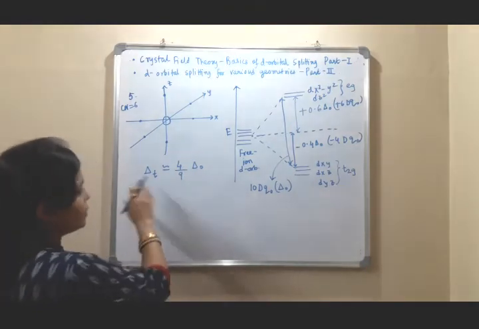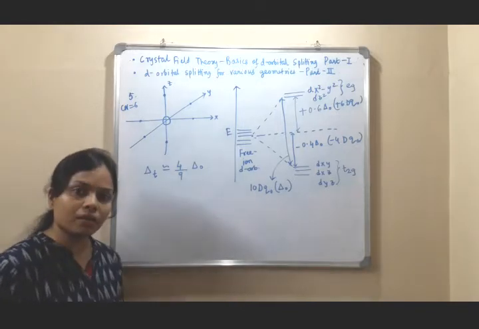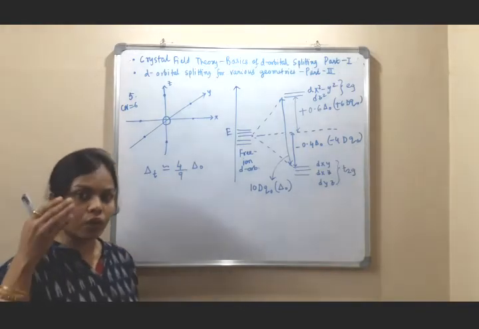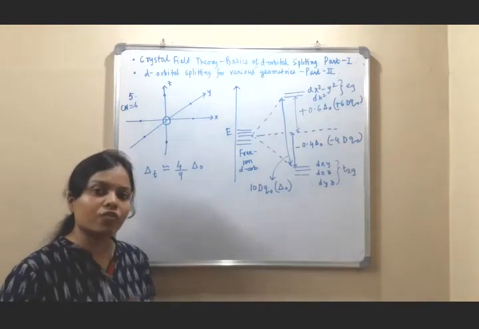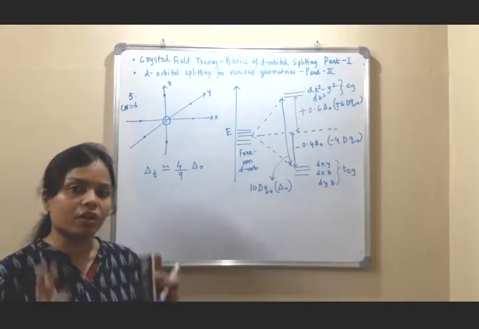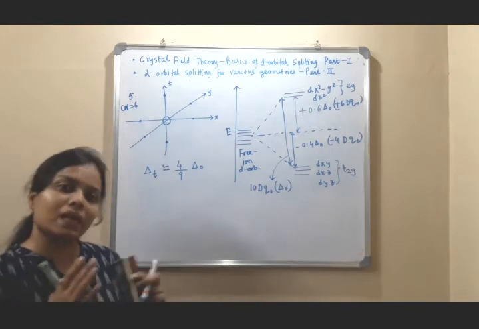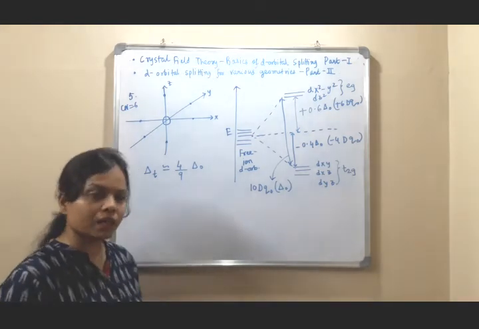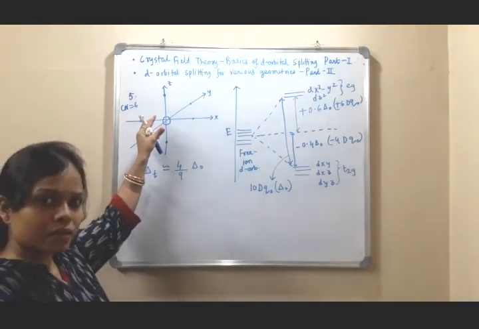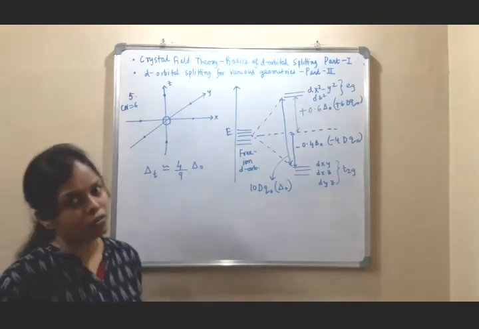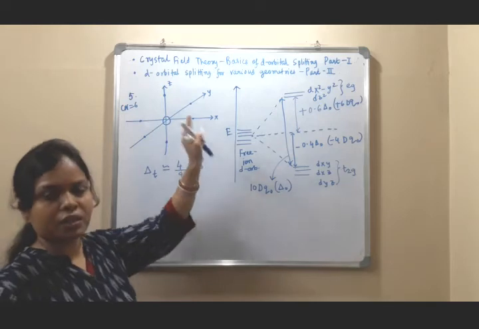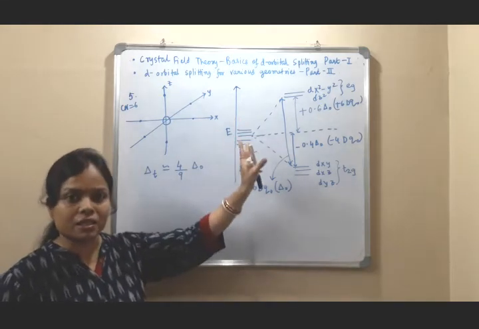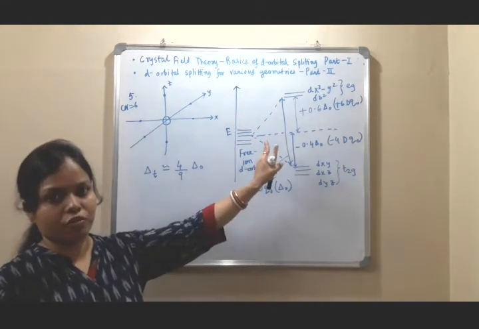See, in the tetrahedral field, what is happening? Only 4 ligands are approaching the metal ion. So obviously the electrostatic field generated by the 4 ligands will be lesser compared to the field generated by the 6 ligands approaching in the octahedral field. So obviously here in the tetrahedral field, the crystal field splitting will be lesser compared to the octahedral field.